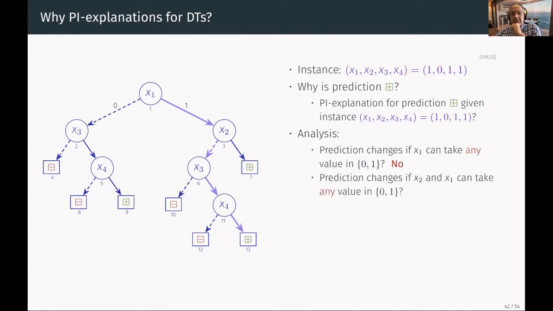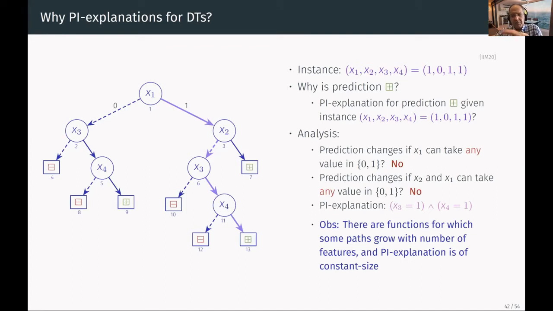And we can ask the same question. Does the prediction change if x2 and x1 can take any value? Now this is a little bit more tricky, because now we can allow x1 to be 0 or 1, and we can allow x2 to be 0 or 1. As you can see here, we don't even test x2, so that is not important. Here we can test x2, but when we test x2, it predicts plus again. So the answer is no again. Essentially, the PI explanation in this case is just x3 equals 1 and x4 equals 1. As long as this is true, we are going to predict plus, and the values of x1 and x2 are irrelevant.